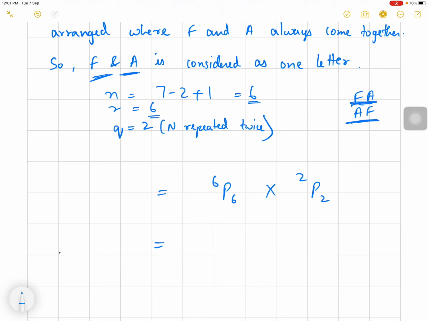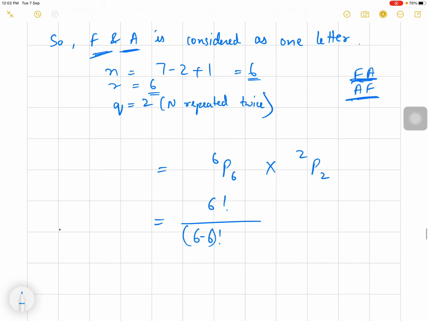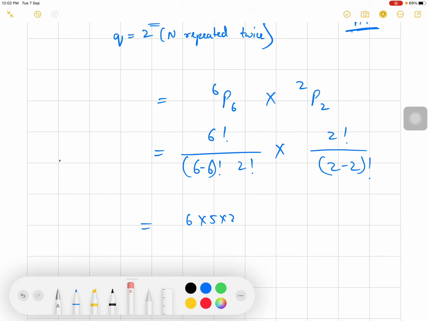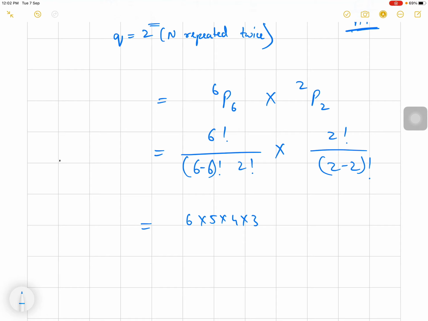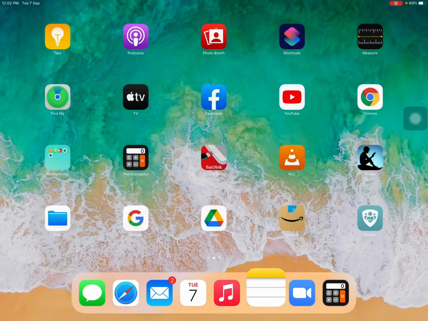So 6 factorial divided by (6 minus 6) factorial into 2 factorial, into 2P2, which is 2 factorial divided by (2 minus 2) factorial. Here nothing is repeated, so 6 into 5 into 4 into 3 into 2, divided by 0 factorial is 1, and 2 factorial is 2. 2 factorial divided by (2 minus 2) factorial is 2. So 2 I can cancel. What is remaining is 6 into 5 into 4 into 3 into 2, which comes to 720 ways, I think. Let's see.